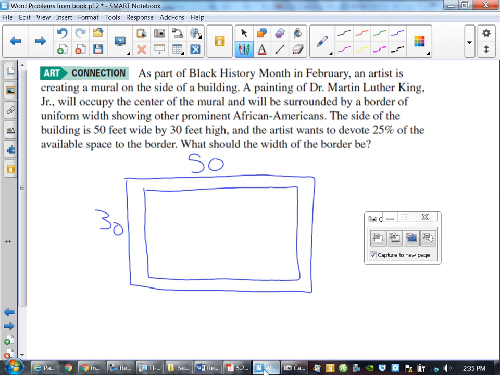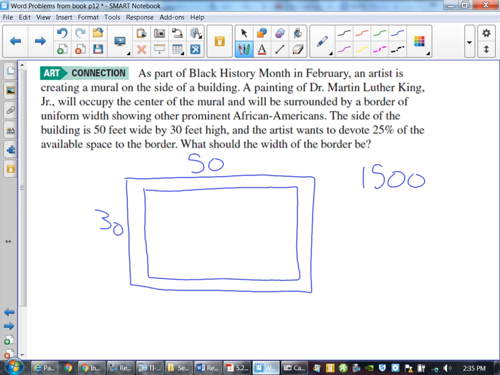So what we're trying to do here is we know that our total area was 1,500 for the whole thing. We want our border to wind up equaling 25%. So we had to figure out what's 25% of 1,500. Well, what's half of 1,500? What's half of that? 375. So we want the border to equal 375 square feet. Okay? So the border should equal that, but we need to figure out what that border width is going to be.